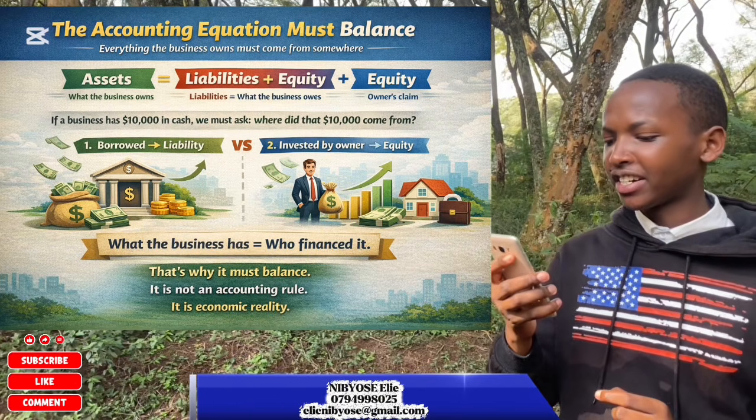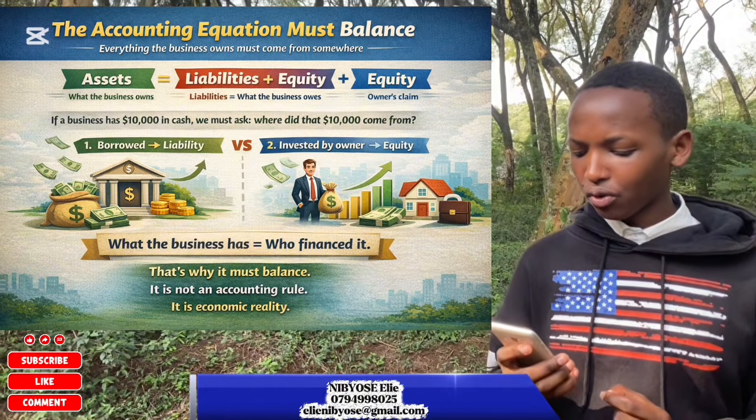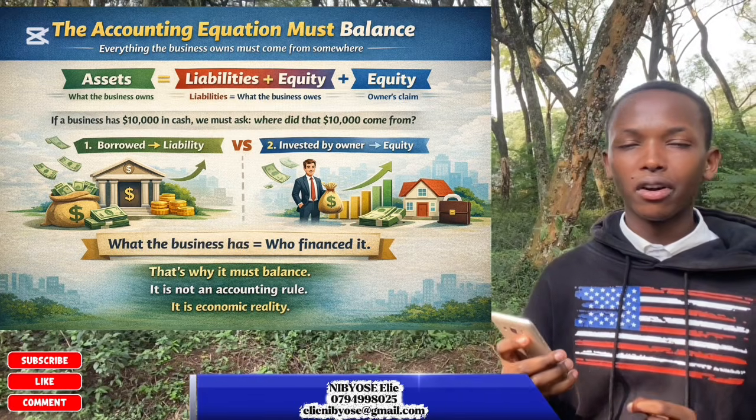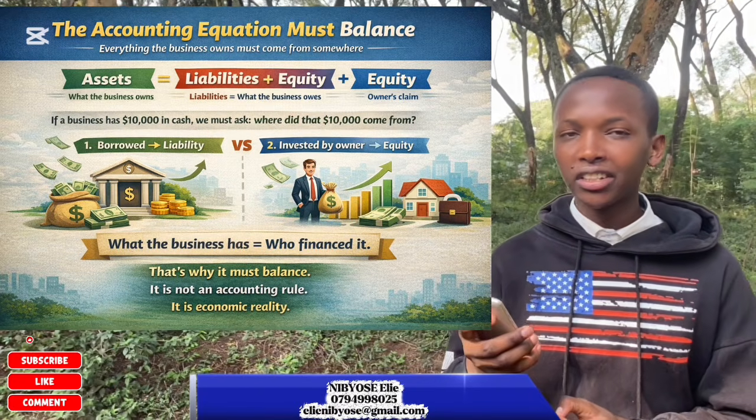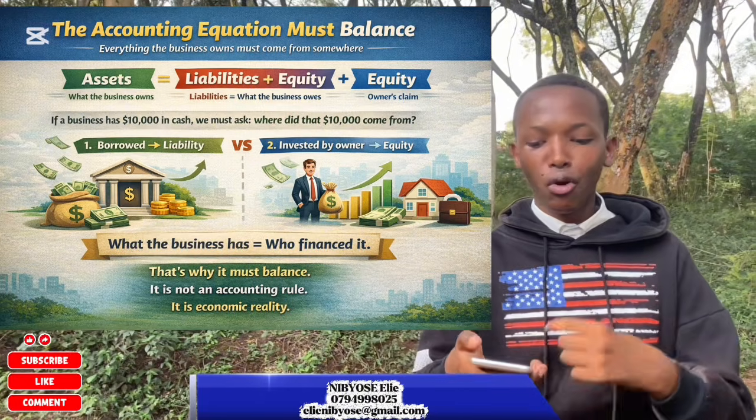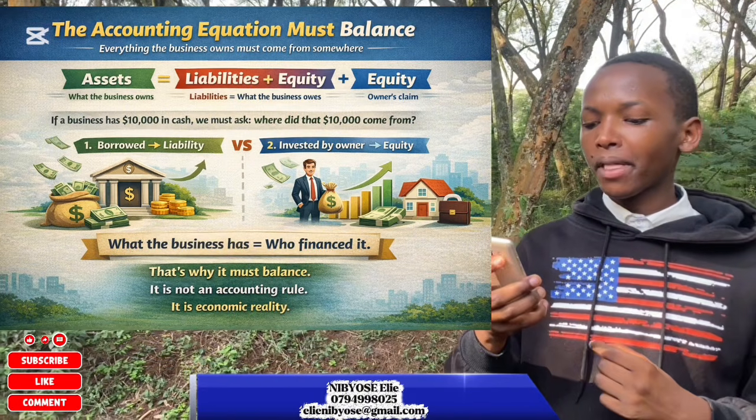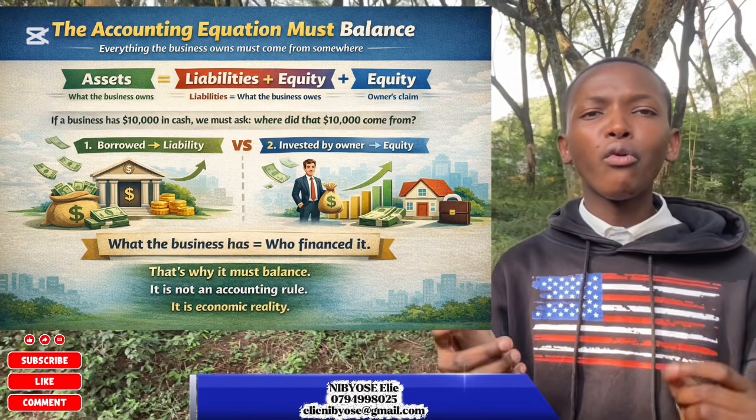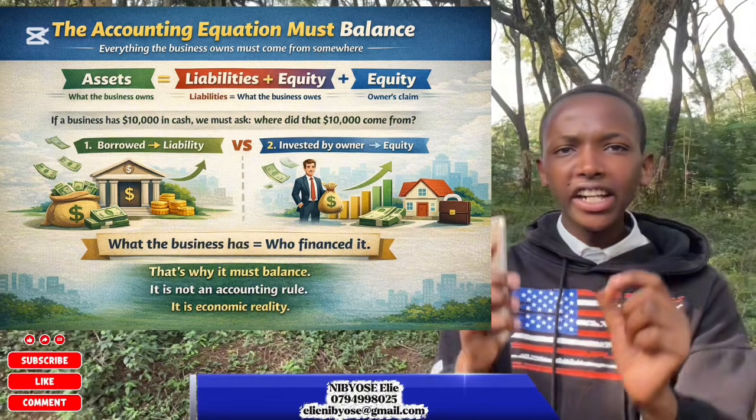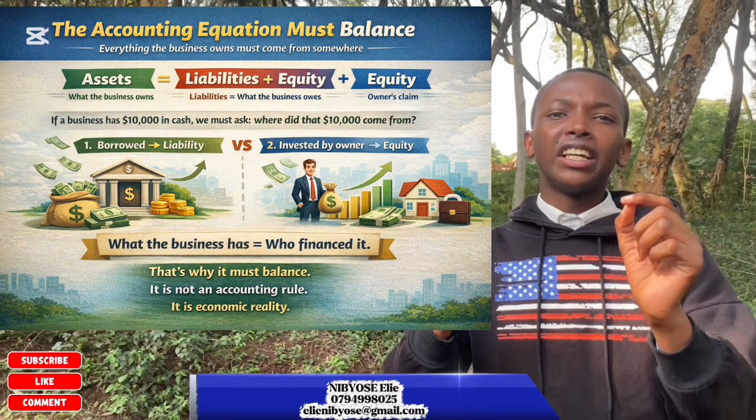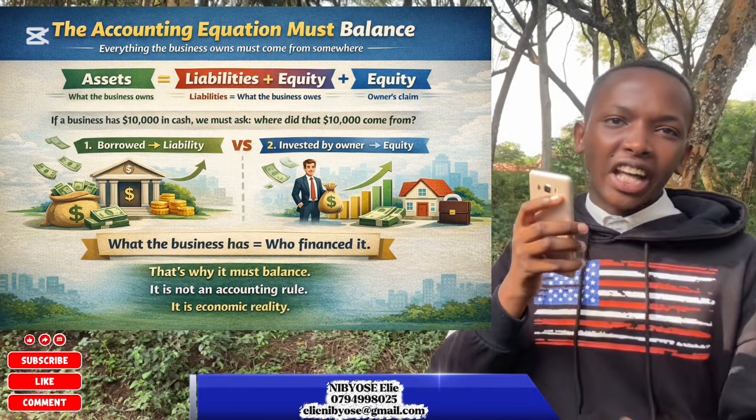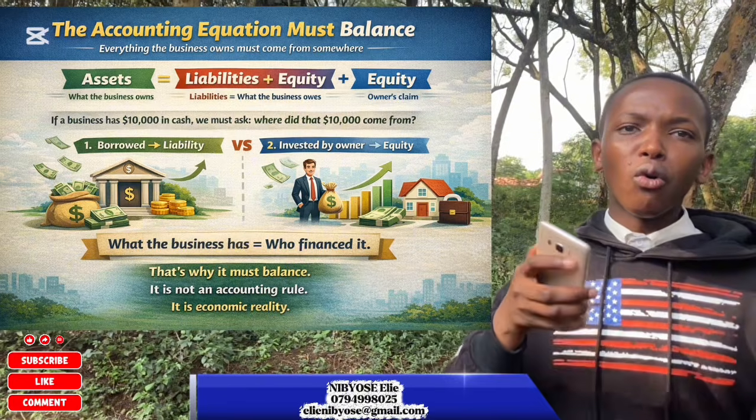So, for example, if a business have $10,000 cash, we must ask ourselves that where did that 10,000 come from? Maybe it can be borrowed or it can be capital of the owner. So, what business has must be equal to who financed it. Who financed it? Maybe it can be the owner or liabilities that owner takes to invest in his business.